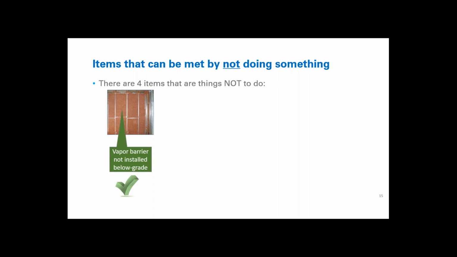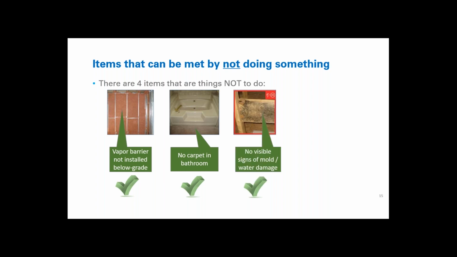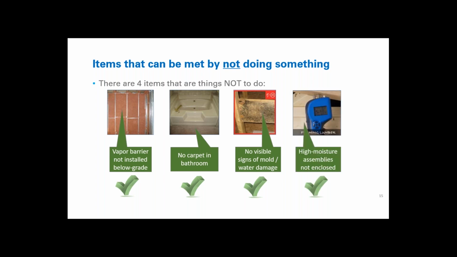The second item is item 4.1, which prohibits wall-to-wall carpeting from being installed within 2.5 feet of toilets, tubs, and showers. Hopefully that was a decision that you were already making, but it's in there just in case. Third, 4.4 prohibits building materials with visible signs of water damage or mold from being installed in the final house. And fourth, item 4.5 prohibits framing members and insulation from being enclosed if they have high moisture content, right? In other words, if they're wet, you need to let them dry out first before you drywall them in.